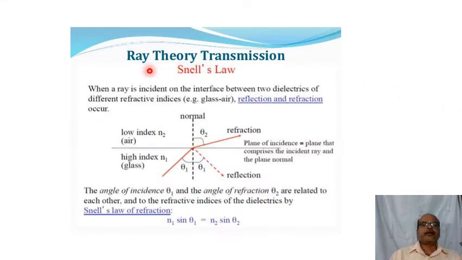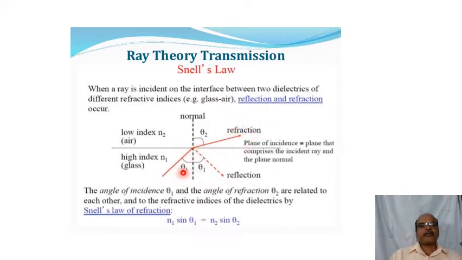Then we will study ray theory transmission, that is basically Snell's law. When a ray is incident on the interface between two dielectrics of different refractive indices, such as glass or air, reflection and refraction occur. As these terms are mentioned, this is an incident wave, and the part which is reflected back is called reflection. And when the rays go from one medium to another medium, it is called refraction.